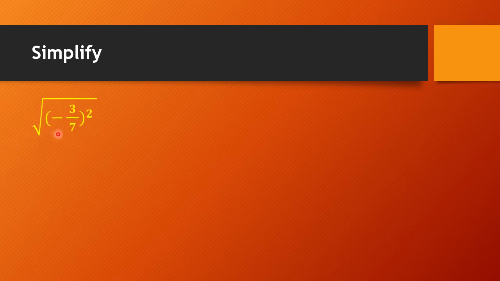Square root of (negative 3 over 7) power 2 equals the absolute value of negative 3 over 7, equals 3 over 7.